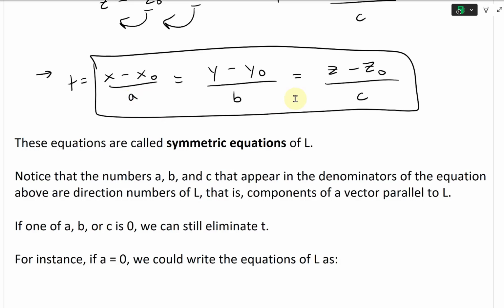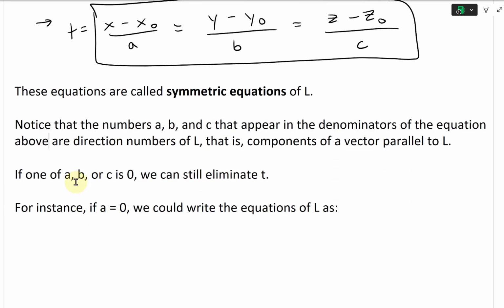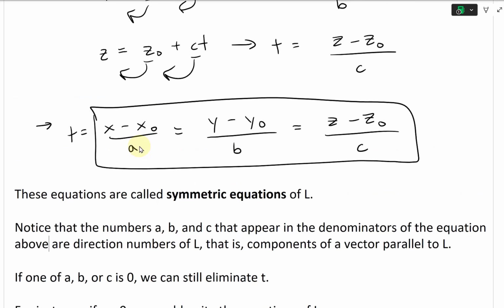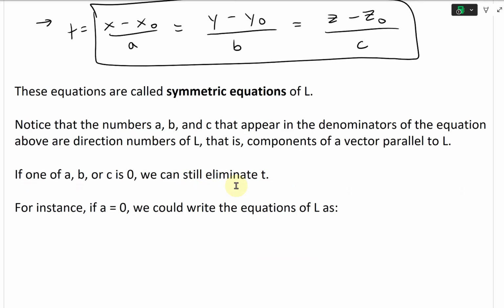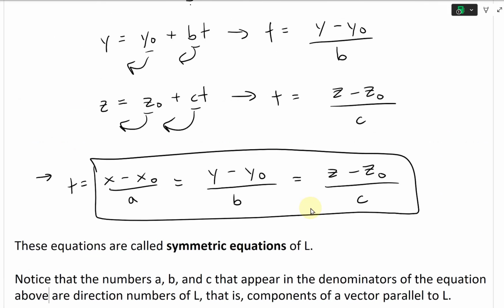Remember the vector v, a, b, c. Those are direction numbers of L. That is, components of a vector parallel to L. So if one of a, b, or c is 0, because then you can't divide by 0, we can still eliminate t. For instance, if a equals 0, we could write the equation as follows.